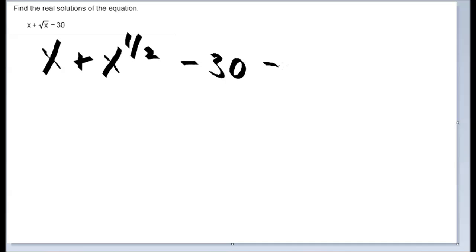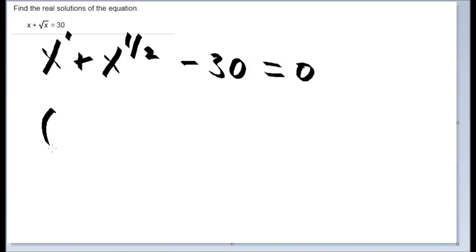And here we just got one more that's quadratic in form. Doesn't quite look like it here, but if I write this for you, this becomes x plus x to the 1/2 minus 30 equals 0. I just went ahead and made this square root of x equal to x to the 1/2 and moved the 30 over. Now you can see 1/2 is half of this invisible 1 that's on this x right here.